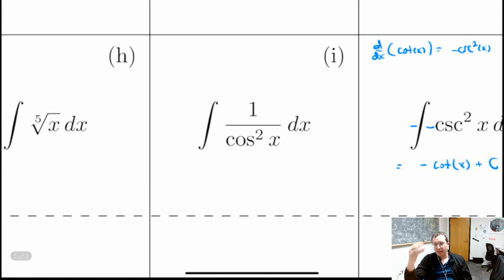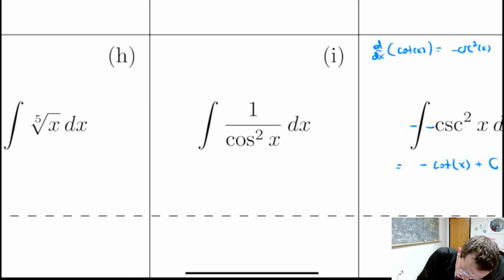1 over cosine squared of x. Is that something I recognize the derivative of? Not immediately, but this is actually a combo of methods 1 and 2. So after I fail to recognize this as the derivative of something, I'm going to move on to method number 2. Can I simplify this? I do actually know a way to rewrite this.